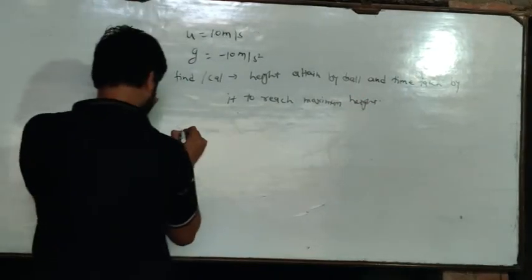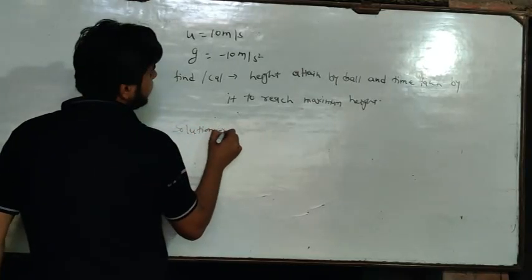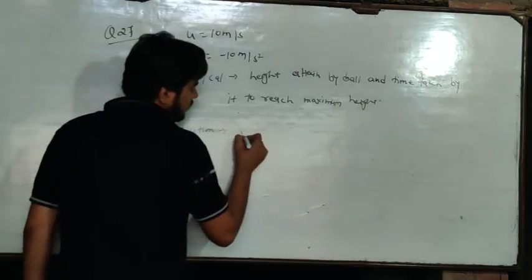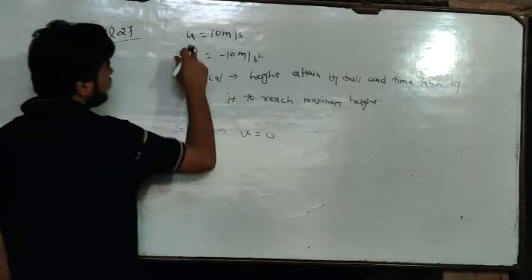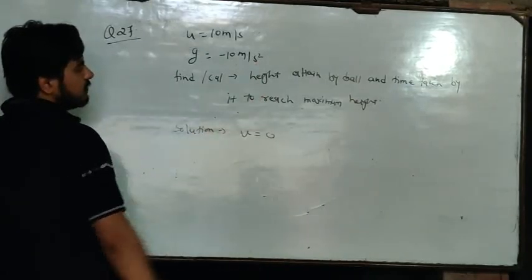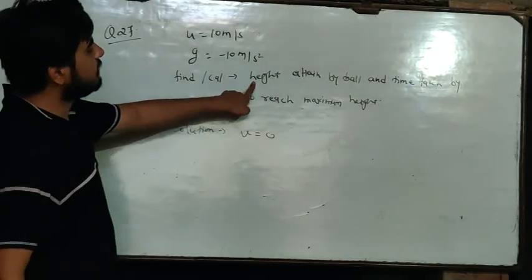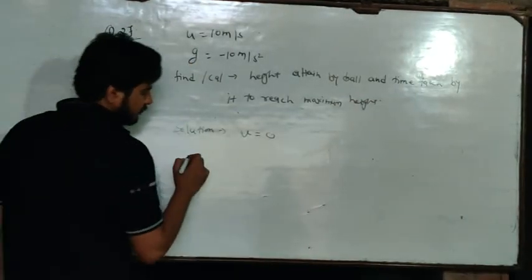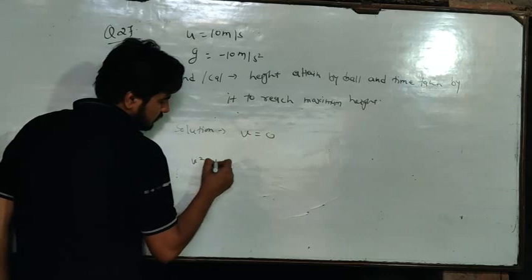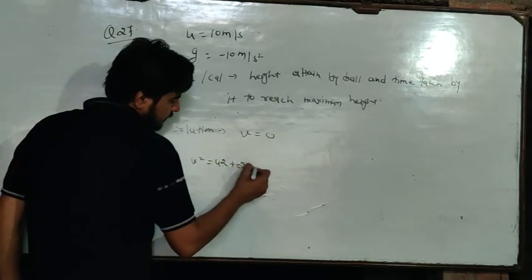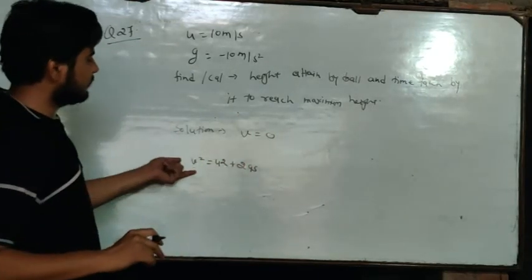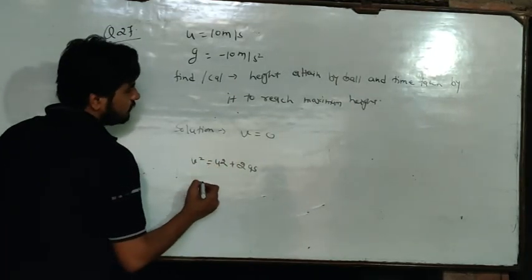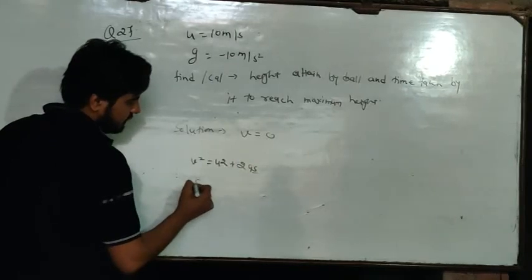Solution. As we know, the maximum height means v is equal to 0, u is equal to 10 meter per second, g is equal to 10 meter per second square. We have to find the value of h and t. For the value of h, we will use v square is equal to u square plus 2as, as we have done previously. We have to find the value of s.